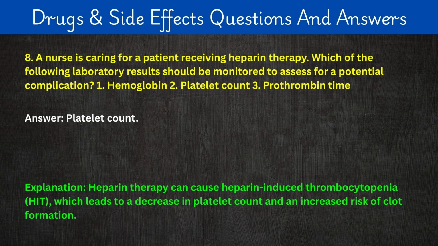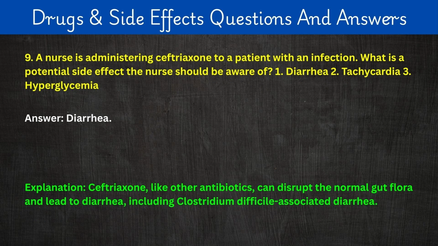8. A nurse is caring for a patient receiving heparin therapy. Which of the following laboratory results should be monitored to assess for a potential complication? 1. Hemoglobin. 2. Platelet count. 3. Prothrombin time. Answer: platelet count. Explanation: heparin therapy can cause heparin-induced thrombocytopenia, HIT, which leads to a decrease in platelet count and an increased risk of clot formation.